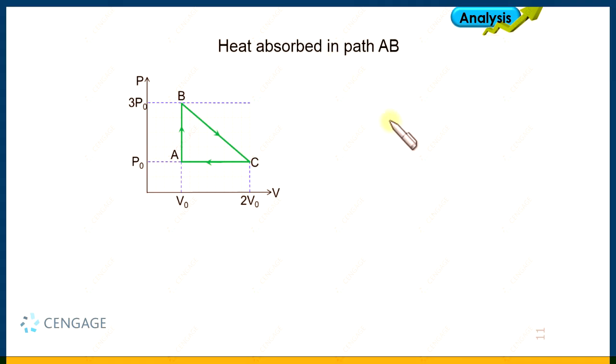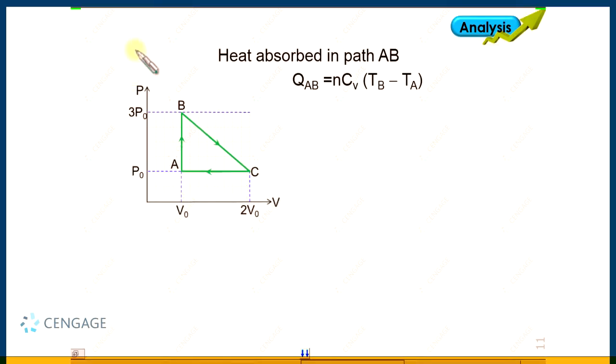So, let us calculate the heat. Why have we written absorbed? Because the temperature at this position is greater than the temperature at this position. This is the isochoric process, and in an isochoric process the pressure is proportional to T. If pressure increases, temperature will increase. That is, the temperature of B is greater than the temperature of A. That's why we have written heat absorbed in the process AB, right?